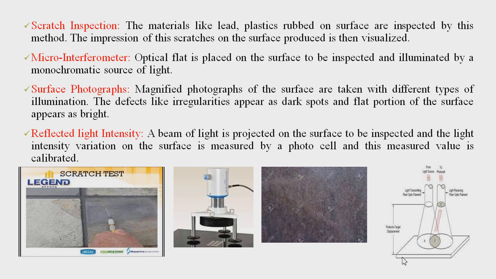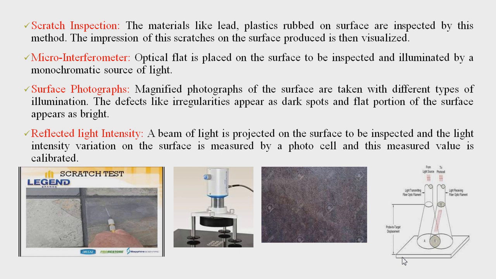In micro interferometer, an optical flat is placed on the surface to be inspected and illuminated by a monochromatic source of light. Surface photograph method: in this method, magnified photographs of the surface are taken with different types of illumination. Defects like irregularities appear as dark spots and flat portions of the surface appear as bright.